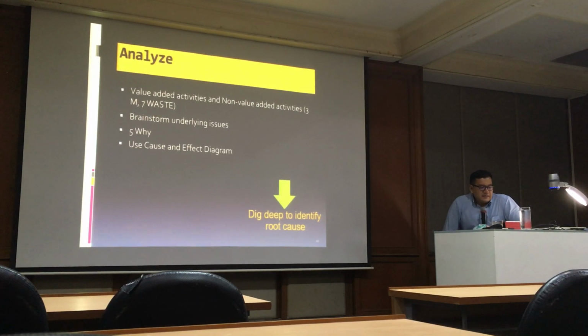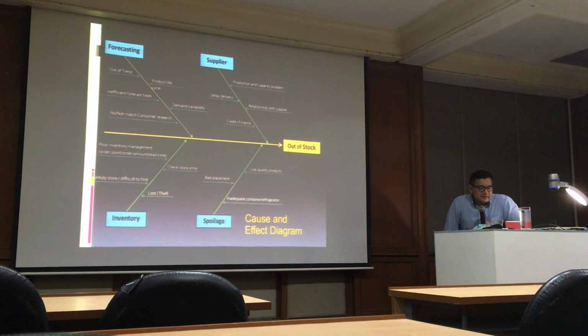This is called brainstorming. Using the cause and effect diagram is another tool that we can use for generating ideas to analyze. Don't forget that we try to generate and brainstorm about the cause, not the solution. So this is another tool that we can use. Analysis is just brainstorming, trying to find the root cause.